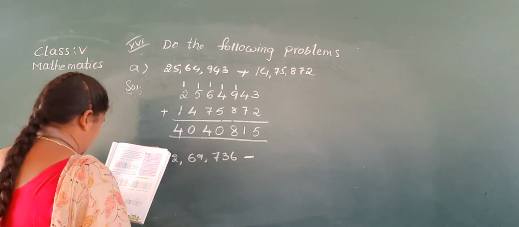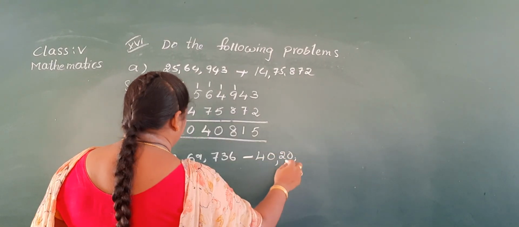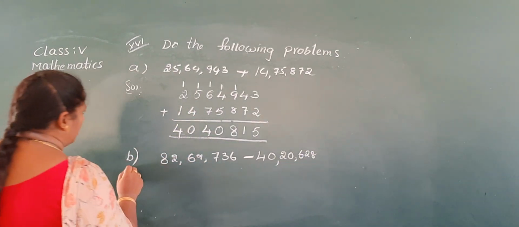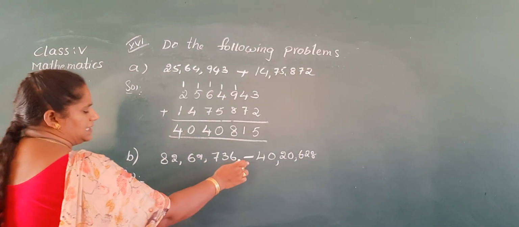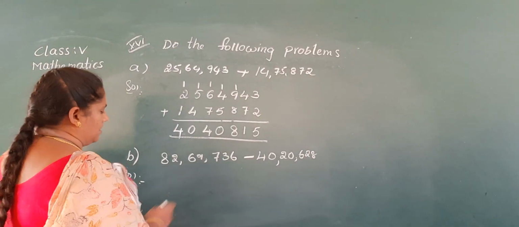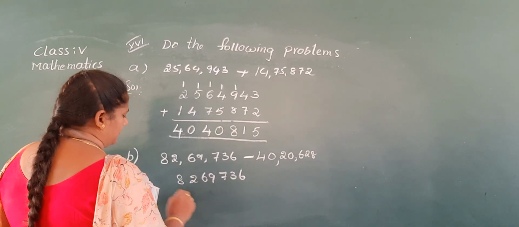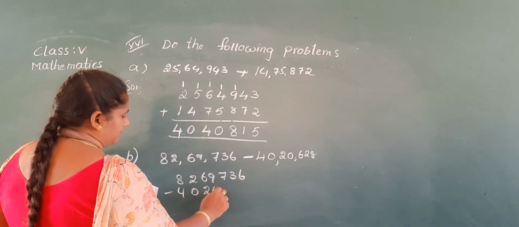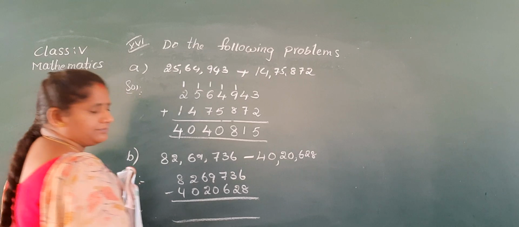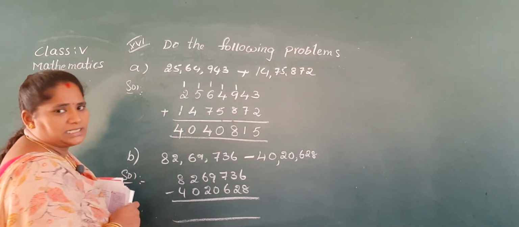82,69,736 minus 40,20,628. So first you have to arrange this one. What is the symbol here given? Minus. So the symbol for subtraction is minus. So first you arrange the numbers. Start the subtraction from the ones place.